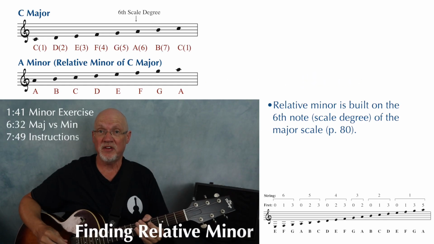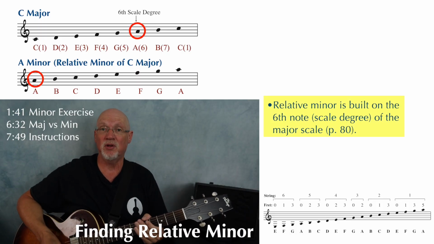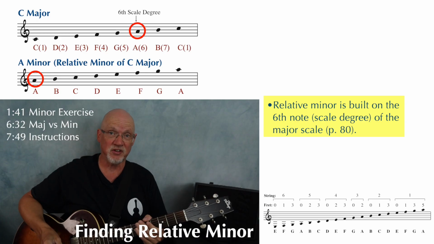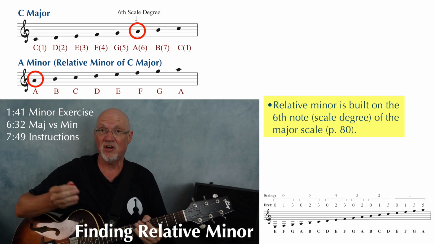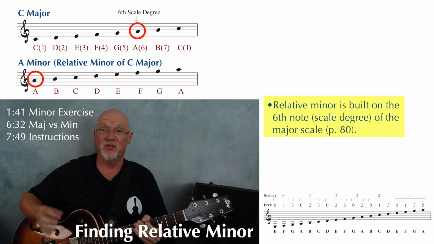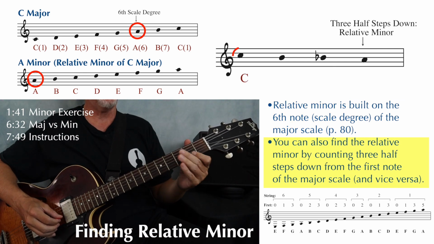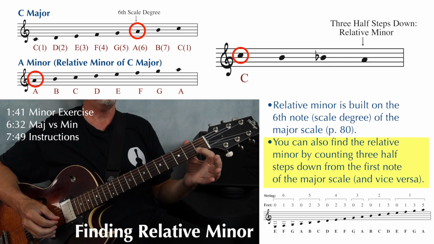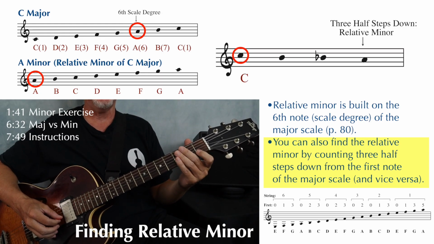In the previous lesson, you learned about relative major and minor, how the relative minor is built on the 6th scale degree of the major scale. So all you have to do to find the relative minor is count 6 notes up the major scale. That's the beginning of your relative minor. There's another way we can do this as well. If you know your major key, let's say it's C, you can count 3 half steps down from your major key and find your relative minor.